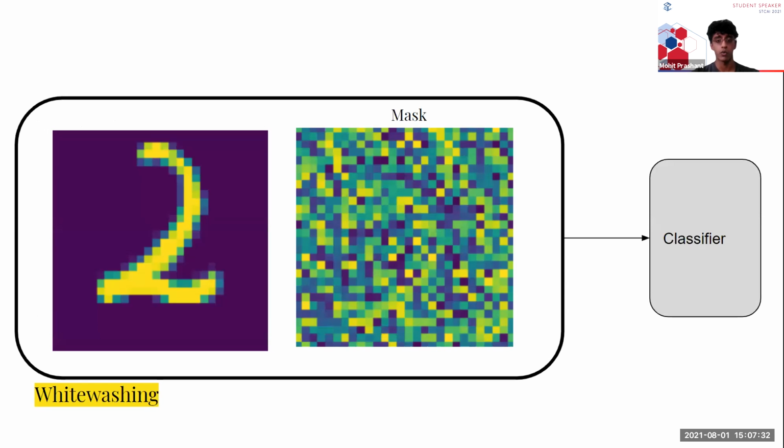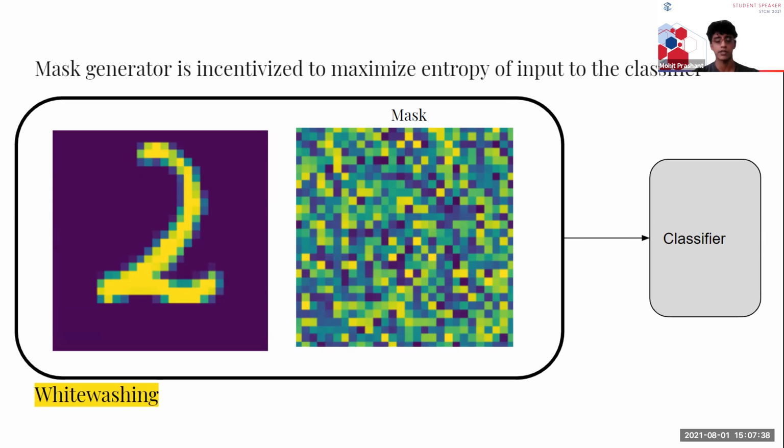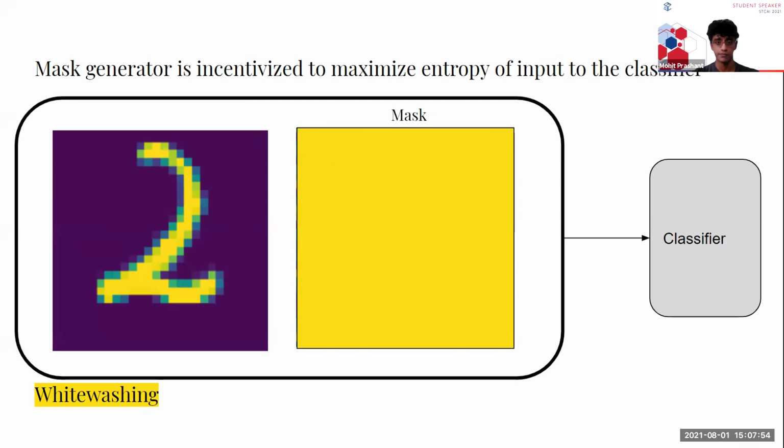So just to give you an overview of what whitewashing is, when you begin your training process, your mask might resemble something like random noise. However, our mask generator is incentivized to maximize the entropy of the input. What this means is that it is designed to reduce the amount of information the classifier receives, making it as hard as possible. So by the time it converges, we might get something like this. And of course, our classifier can read nothing from this and instantly loses.